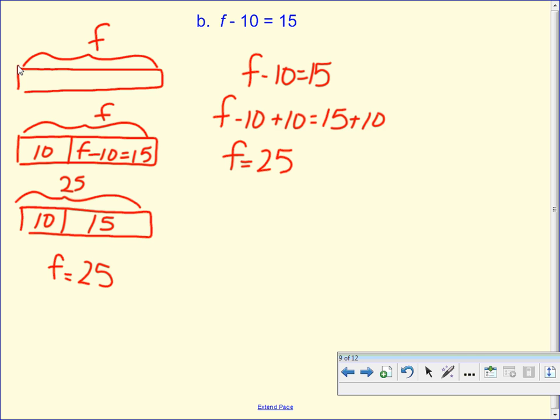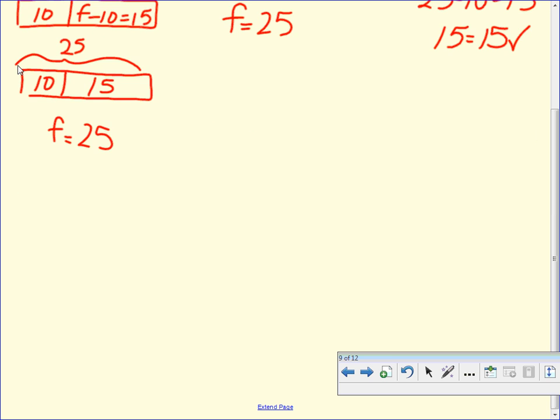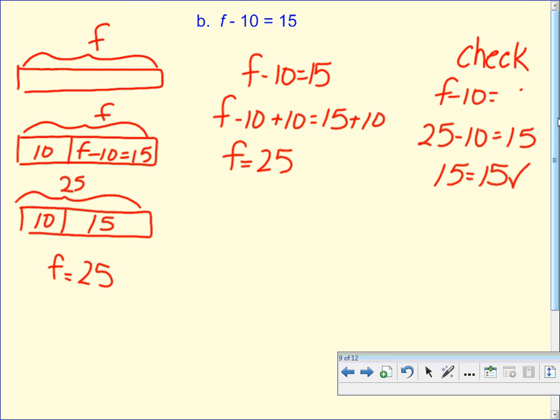Okay. So now for the check, F minus 10 equals 15. F is 25 minus 10 equals 15. 15 equals 15, so that's a check. That solution is true. Questions? No? Okay. That was a 15. You're always going to take your original equation and write it for your check.